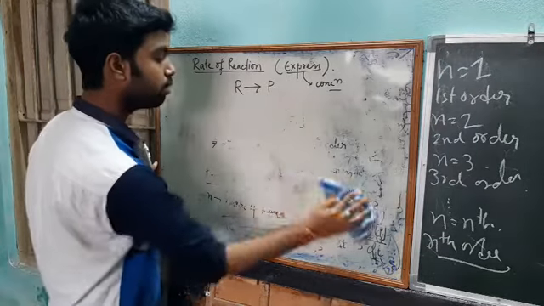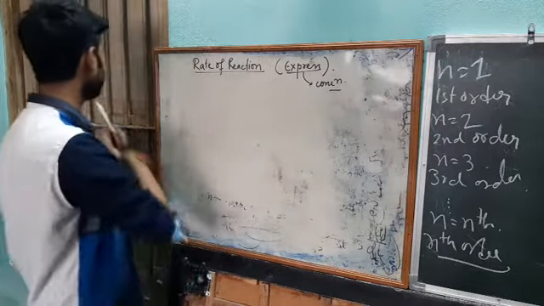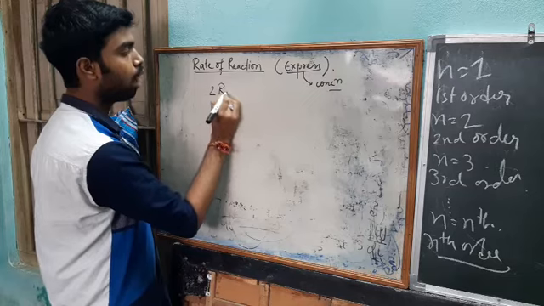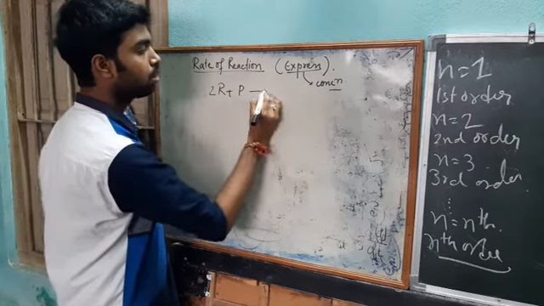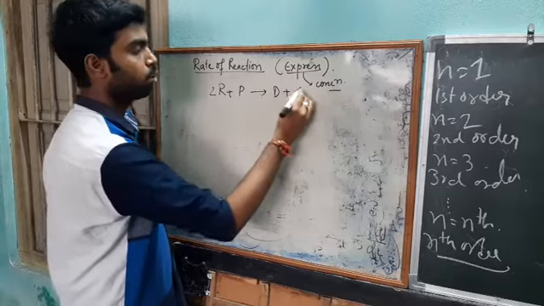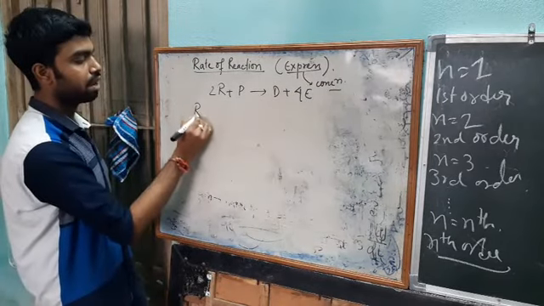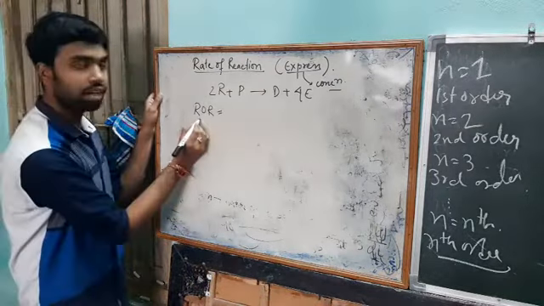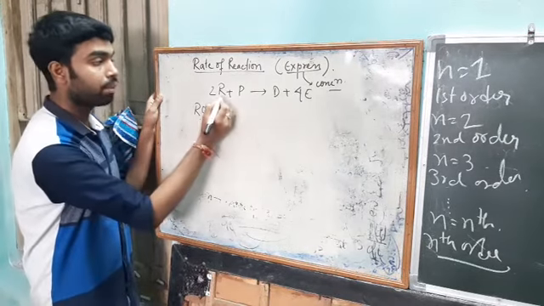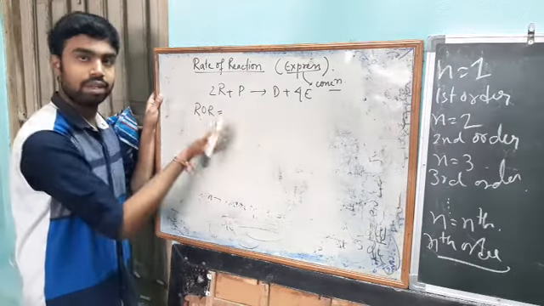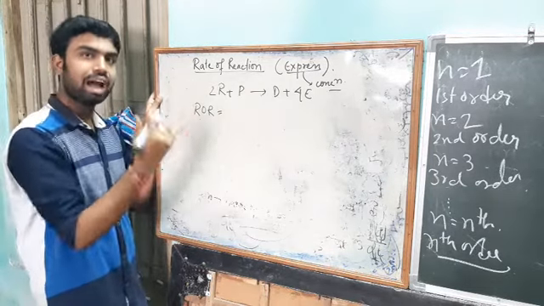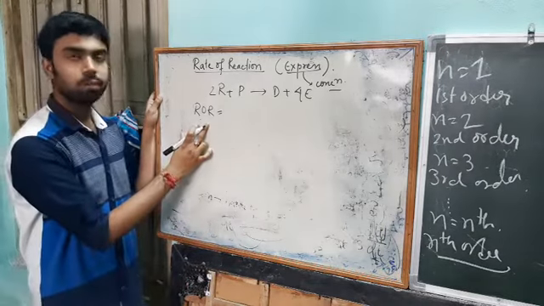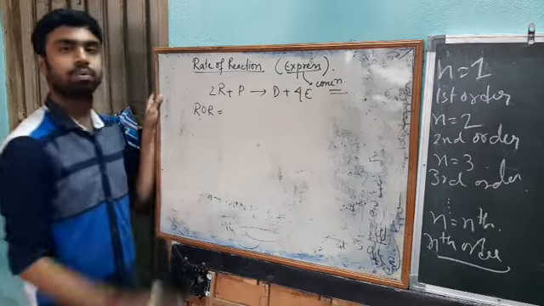Now let us come to a little more complex reaction which has more than one reactant. Suppose 2R plus P gives D plus 4E. Now here in this case, ROR, we have learned before how to write ROR with the help of the concentration of all the constituents in average form and in differential form, by delta R by delta t, change in concentration by time. That is the basic formula. But now we will learn to express with the help of concentration of reactants.